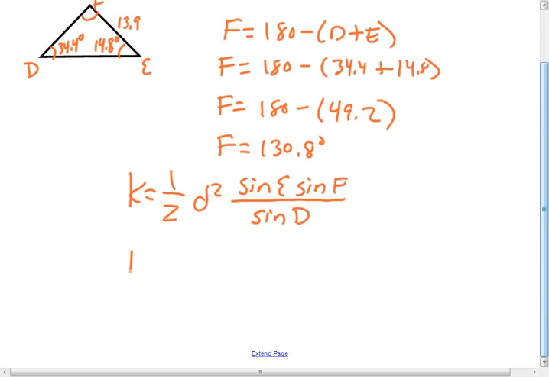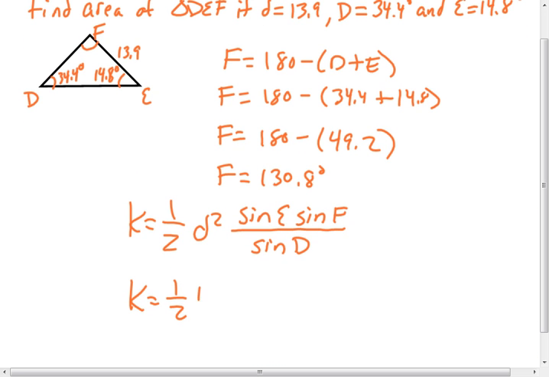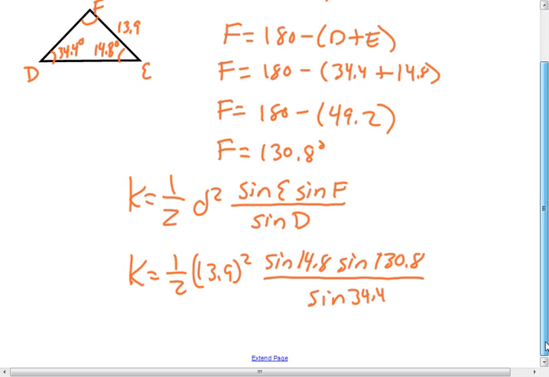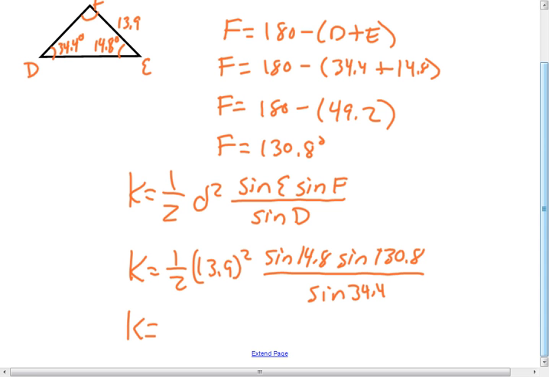Now we plug in our information that we know. So D is 13.9, so 13.9 squared, sine of E, and E is 14.8, sine of F, F is 130.8, divided by sine of 34.4. So punching all that in the calculator, your answer is going to be 33.1 units squared. So that's how we find the area of a non-right triangle.